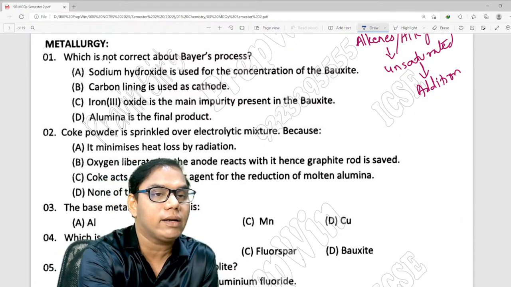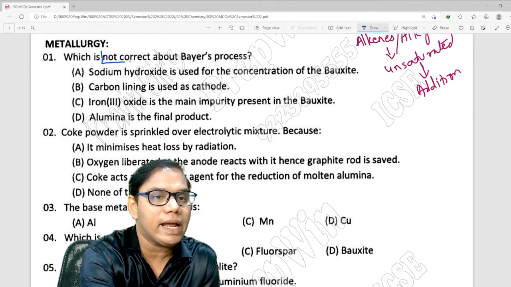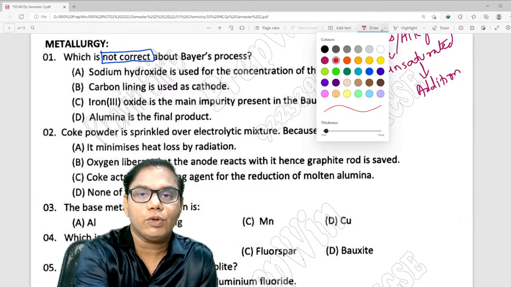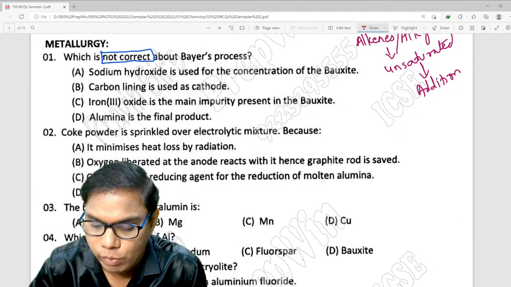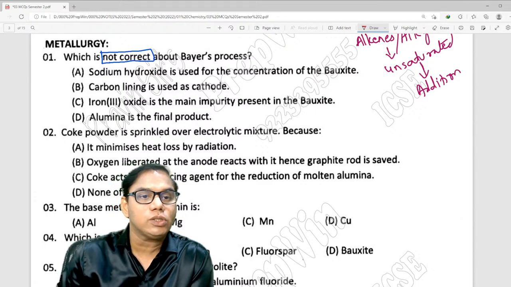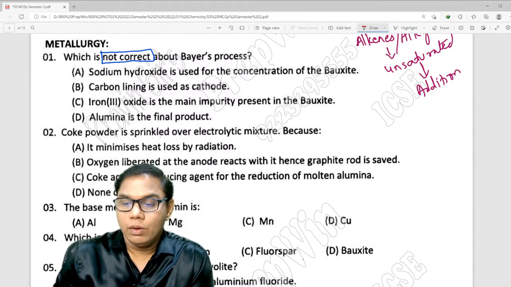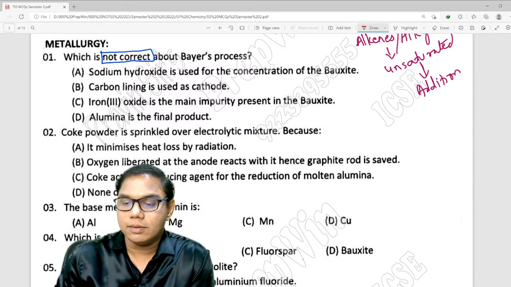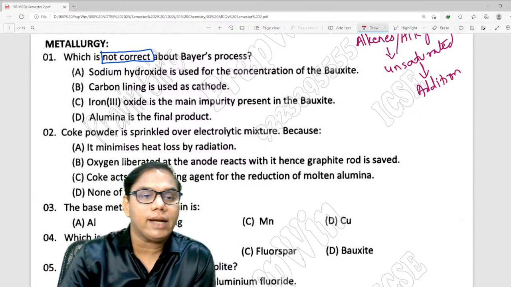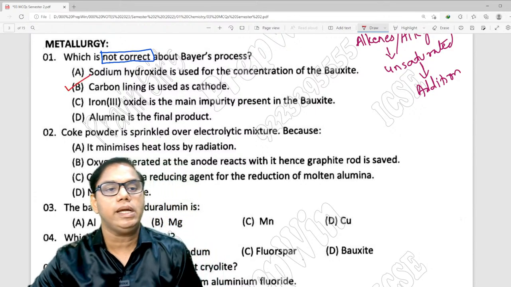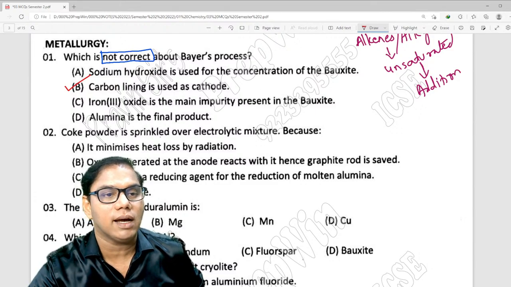Which is not correct? We have to find a negative answer. See, the question says not correct. You don't have to find the correct one; you have to find which one is not correct. Which one is not correct for Bayer's process? Is it electrolysis? Or is it something else? Correct answer: all the champions are giving the correct answer. It is B, carbon lining is used as a cathode.